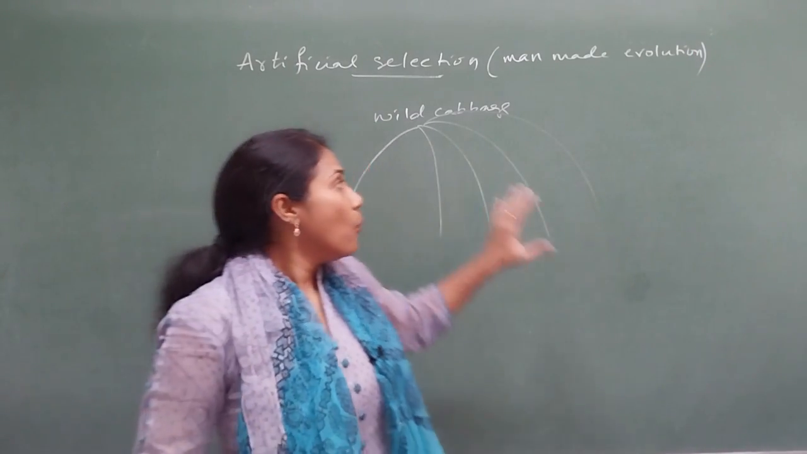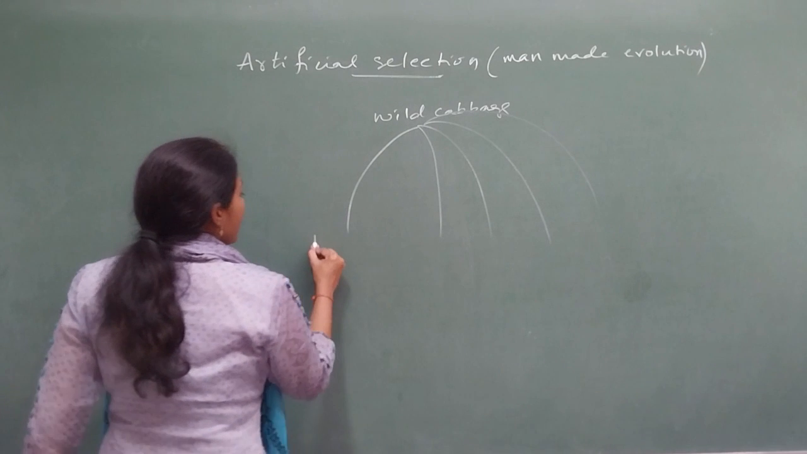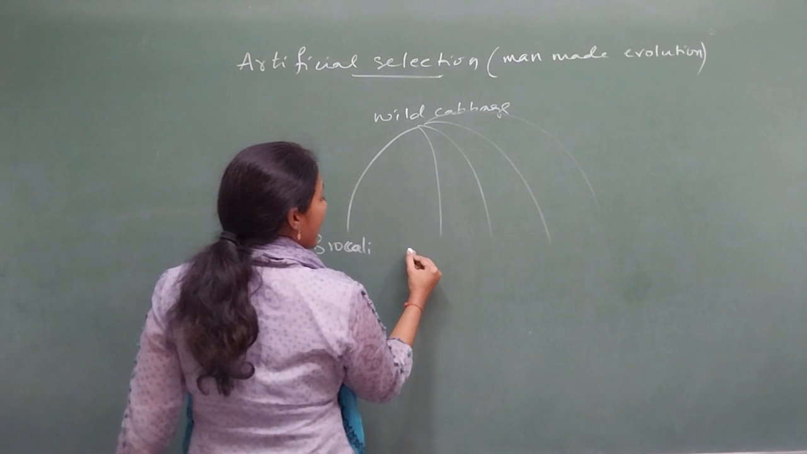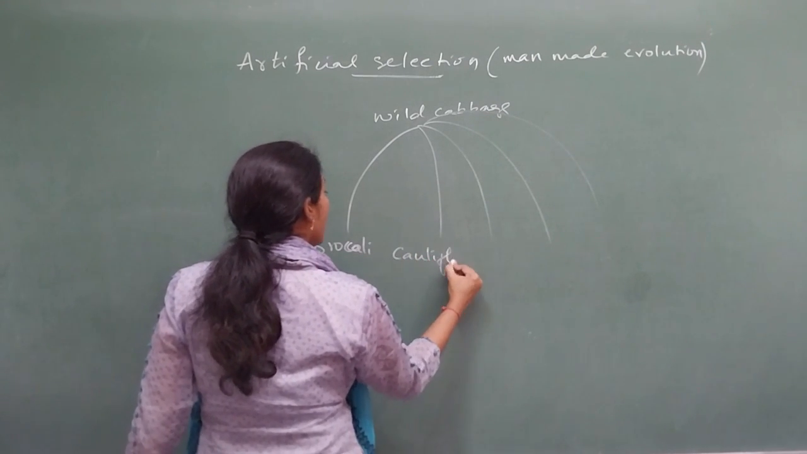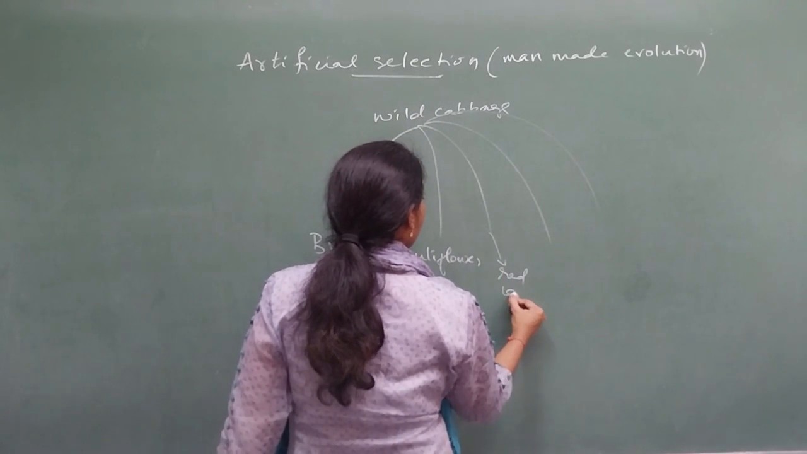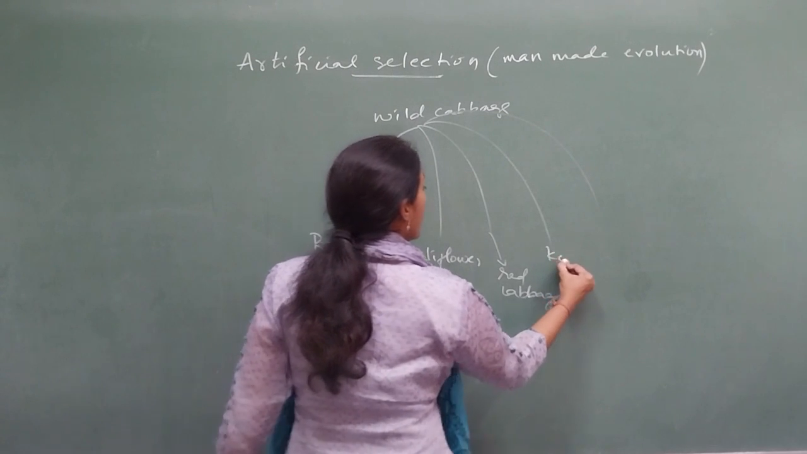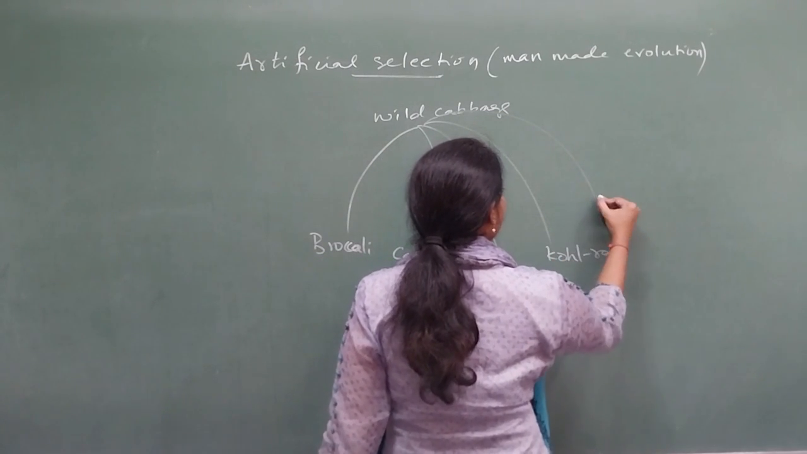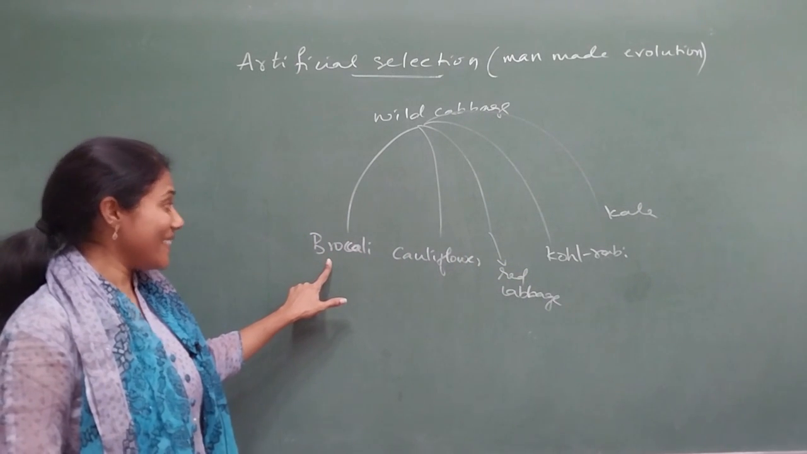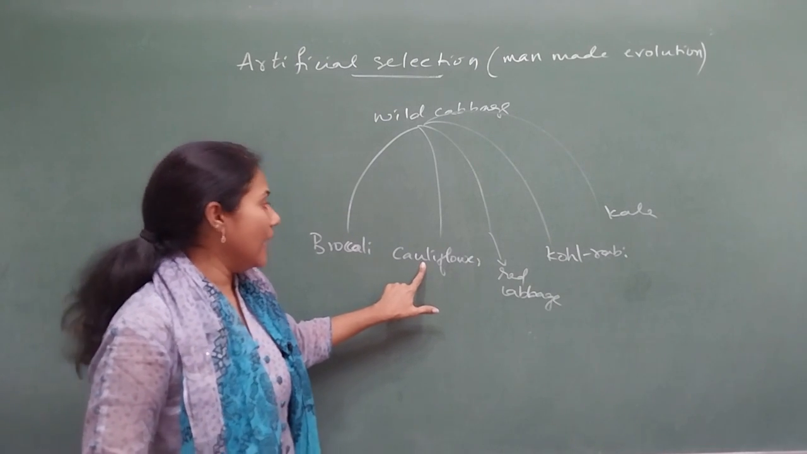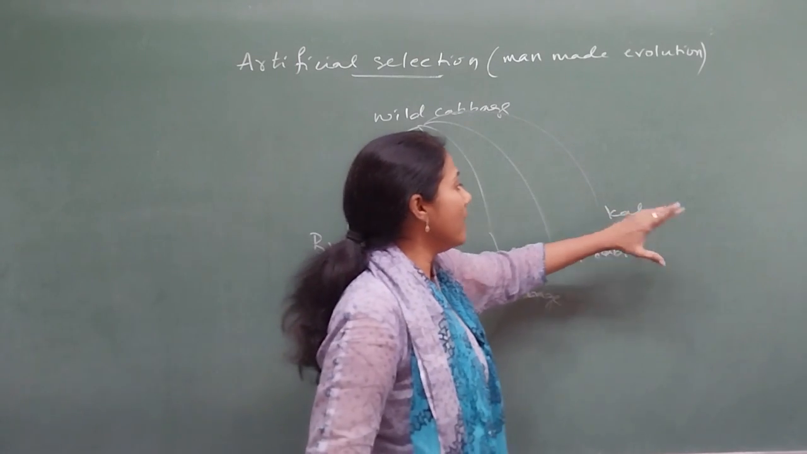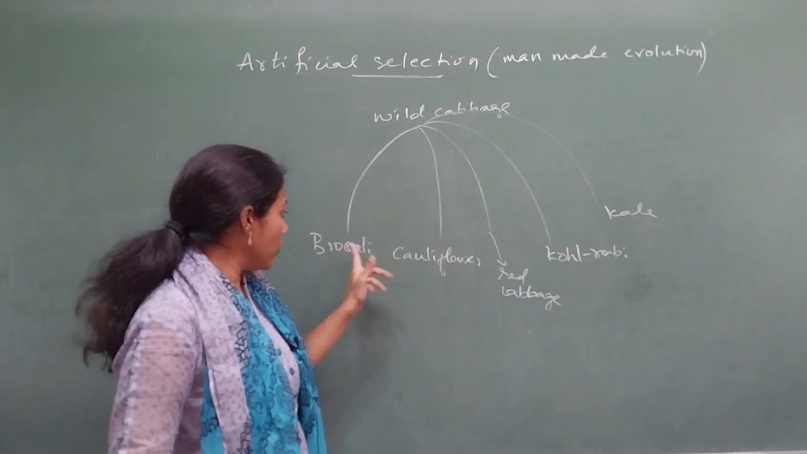For example, wild cabbage. From wild cabbage, broccoli was synthesized, and cauliflower also came by changing the DNA of wild cabbage, and the red cabbage, kohlrabi, kale. See, broccoli is an arrested flower, whereas cauliflower is a sterile flower. Red cabbage is red in color, kohlrabi has larger parts, kale has larger leaves. Just now I told you, what is the property of broccoli?